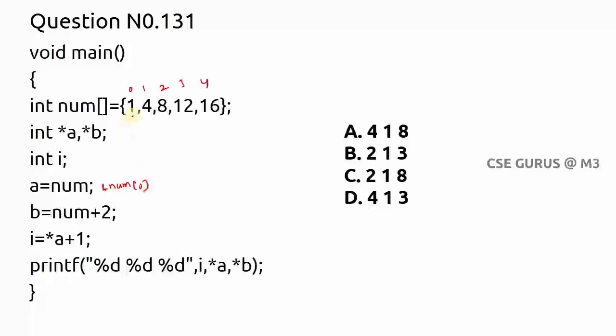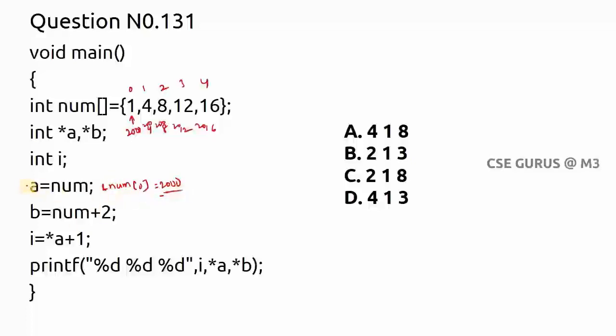So it takes the address of this index, ampersand num of 0. Let us suppose this address is 2000. So the a value will be 2000. If the base address is 2000, the next address will be 2004, then 2008, then 2012, then 2016. Like this it will be stored, because each integer requires 4 bytes. That's why it takes 2000 to 2003, 2004 to 2007, 2008 to 2011, 2012 to 2015, next 2016 to 2019, like this.